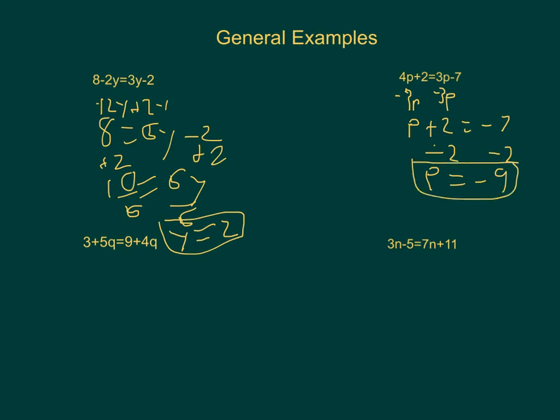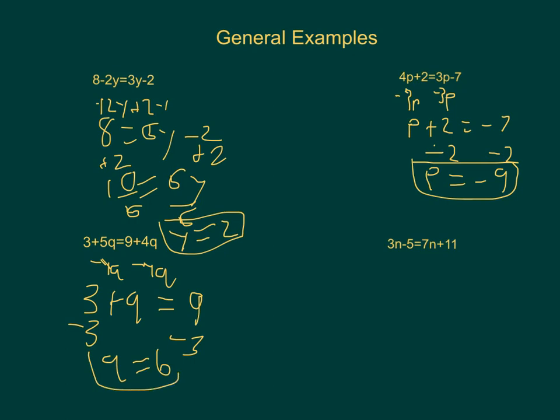For this one, you could subtract 4q on both sides. Then you would have 3 plus q equals 9. You would minus 3, and q would equal 6.